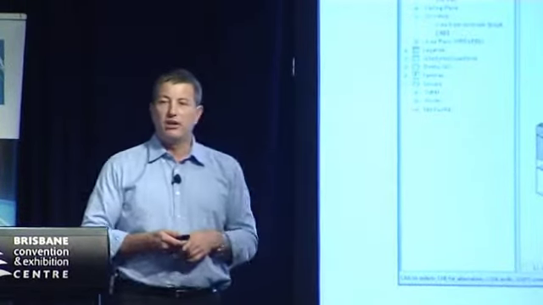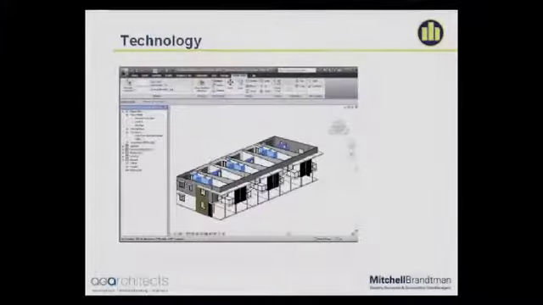The other side is technology. And what we're looking at here is some software called Revit, and it's got a model loaded in it. And this model came from Adam Garton Architects.